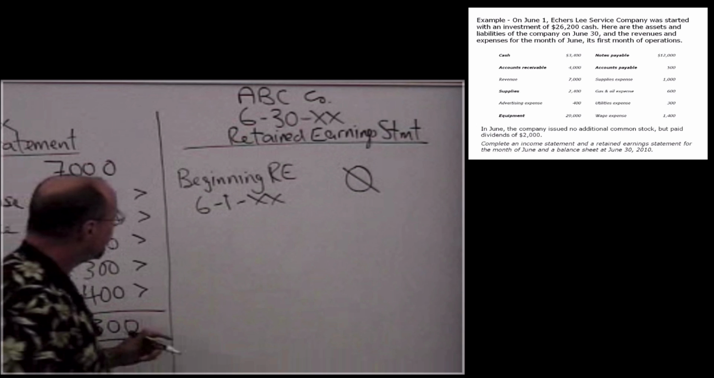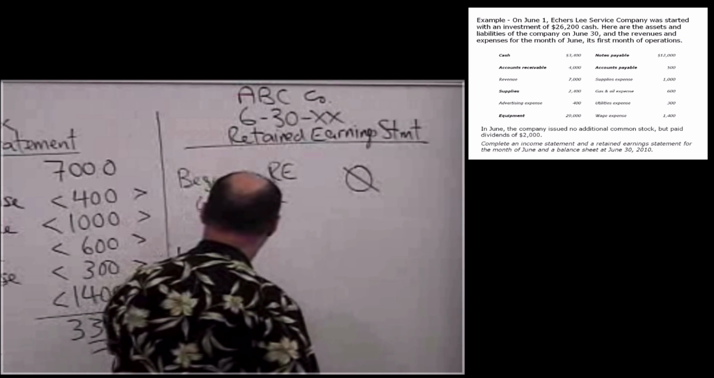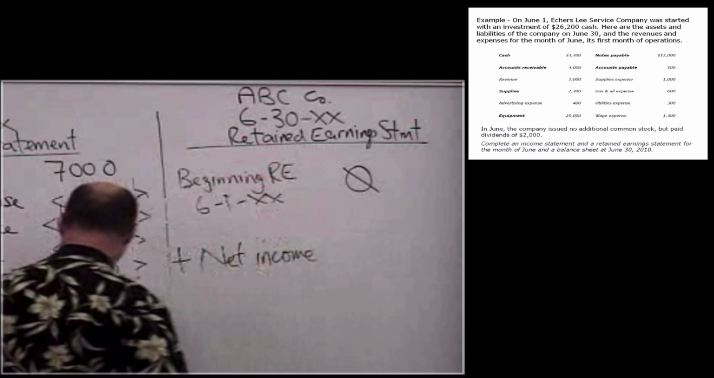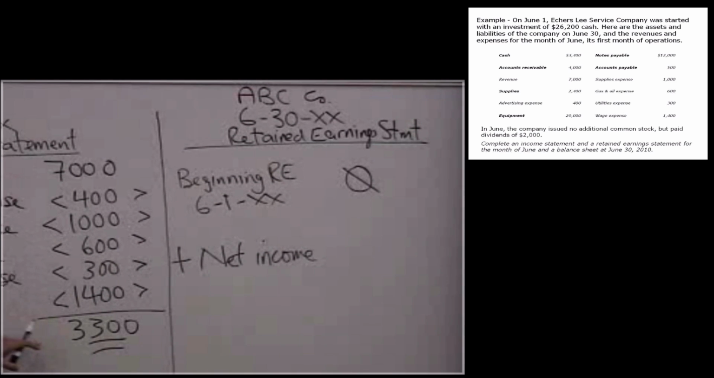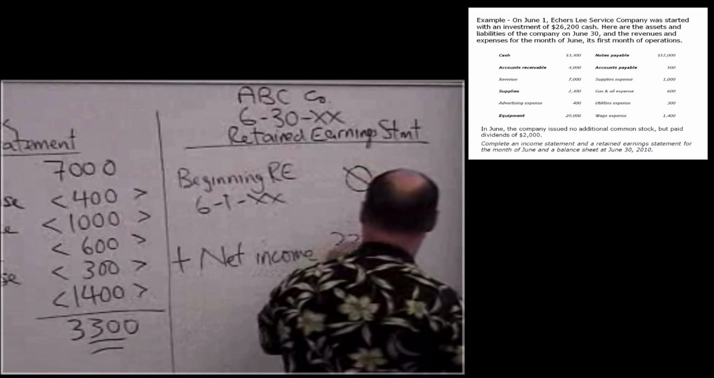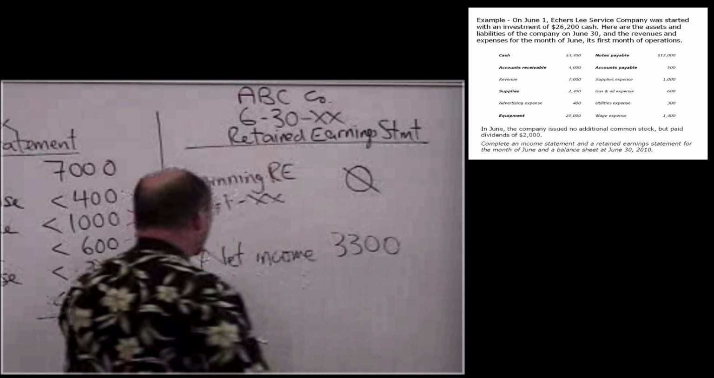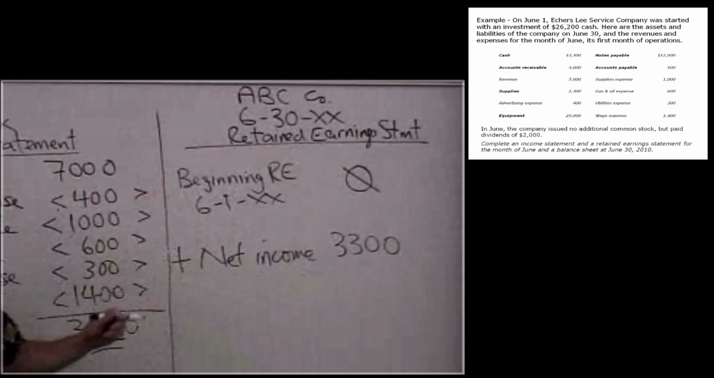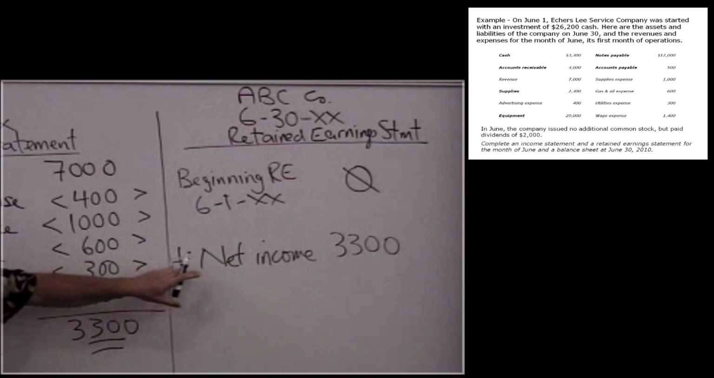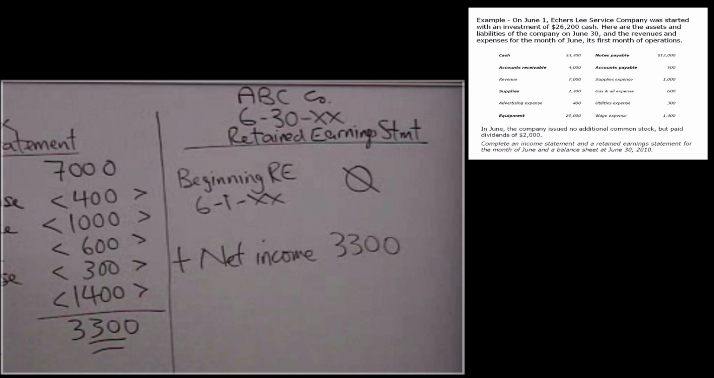Then we add net income, and net income comes from the income statement right here. Beginning retained earnings plus net income. Had this been a loss, and it's very common in the first couple of years of a business to lose money, had expenses been more than revenue, we would have had a net loss. If that's the case, I would have subtracted a net loss. Okay?